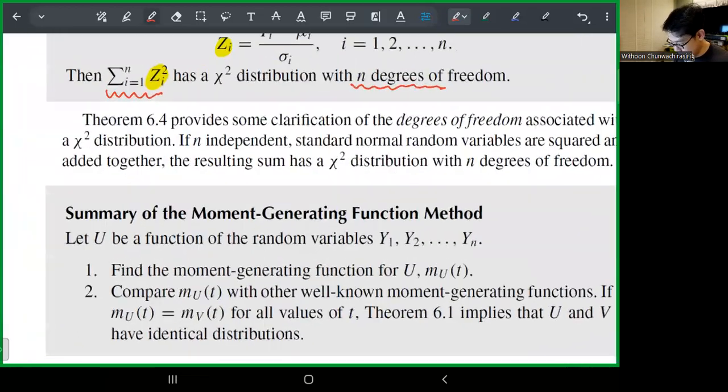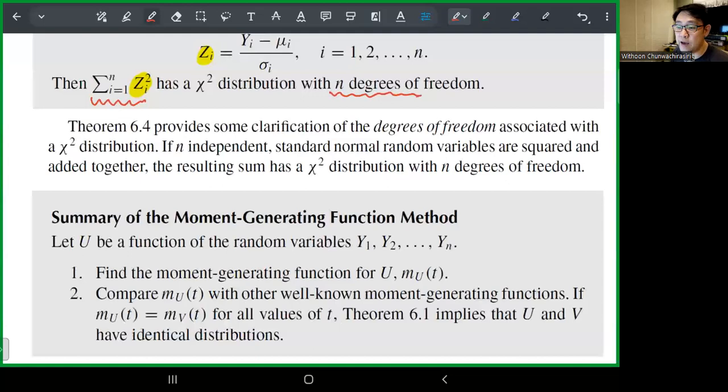So in summary, the summary is simple now. Let U be a function of random variables Y sub 1 all the way to Y sub n. Of course, the main task is to find the moment generating function for U. This is the most technical part, which we're not going to try to do here. And then the second step is compare. Just compare, look it up, to other well-known ones. We hope it's going to be well-known. Once you found it, bam, by the uniqueness theorem, it must be that distribution.